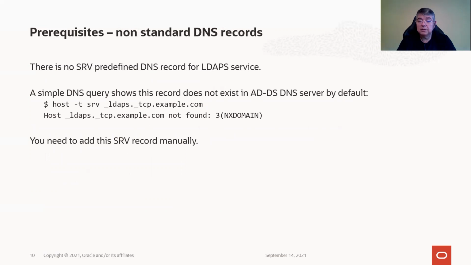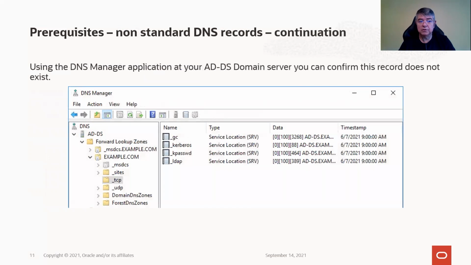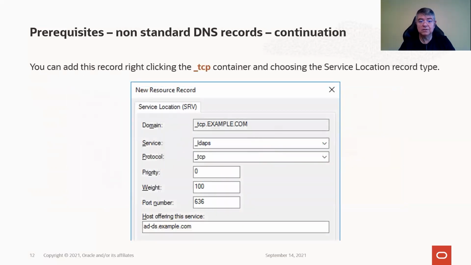What do I need to do? I need to add it manually to my domain, to my DNS server. If you're using Active Directory, you need to open the DNS Manager application at your Active Directory domain server, expand your domain, and click on the _tcp container. In this example, we see there's no _ldaps entry. So I need to add an SRV record for this, a service location record for this protocol.